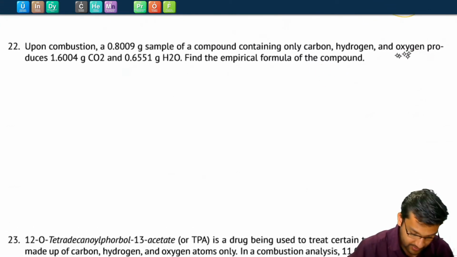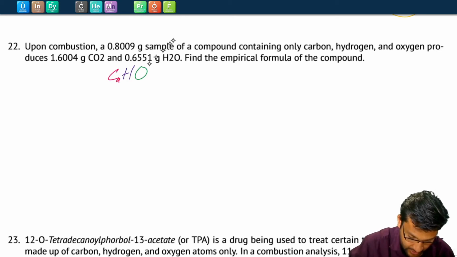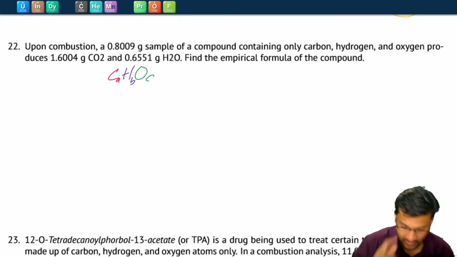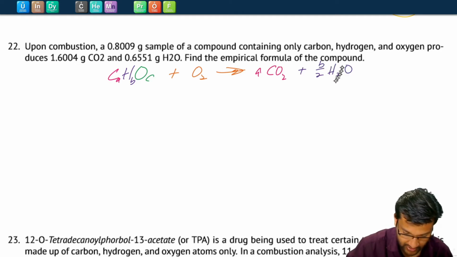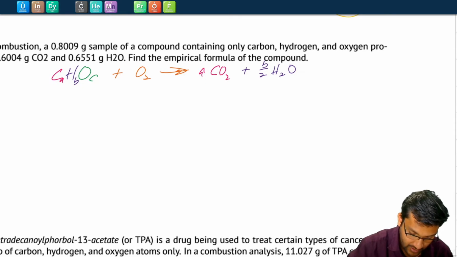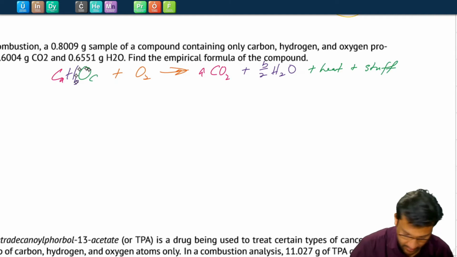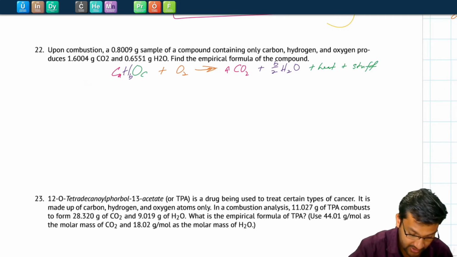Okay, in number 22, we have 3 elements: carbon, hydrogen, and oxygen. So we need to figure out each of these. Let's call the formula for this compound A, B, and C. Now we know when these burn with excess oxygen, we produce A carbon dioxide plus B over 2 water, right? Half as many water, because water has 2 hydrogens in it, plus heat and stuff, which we're not going to look at. Okay, so let's go about trying to figure out our carbons and hydrogens to start with.